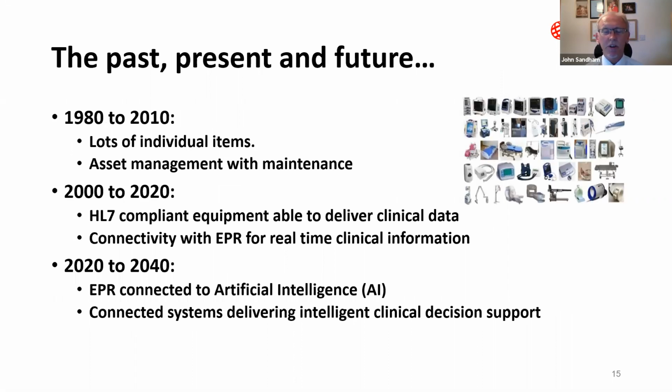When I started out in my career in the 1980s, asset management was about recording the individual items around your organization and making sure it all worked. The main function being repair and maintenance. In the last 20 years, medical devices have become not only things you can touch, but also software components such as Health Level 7 or HL7, which refers to a set of international standards for transfer of clinical and administrative data between software applications used by various healthcare providers.